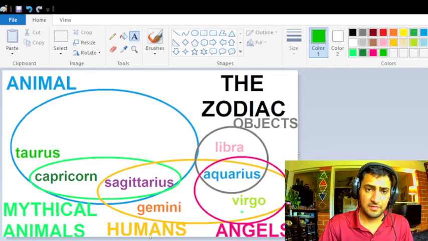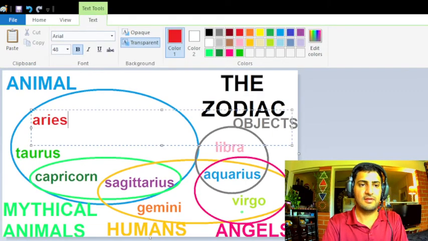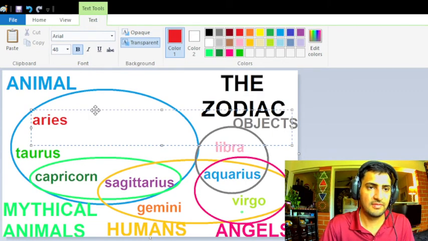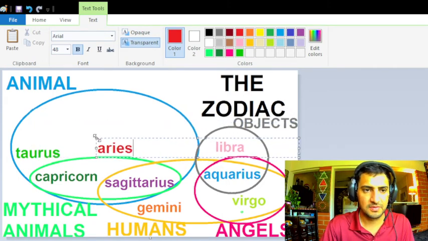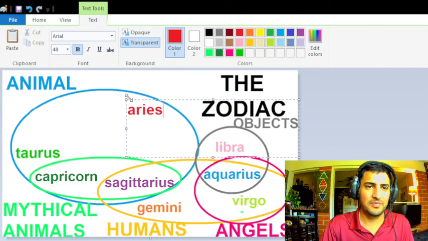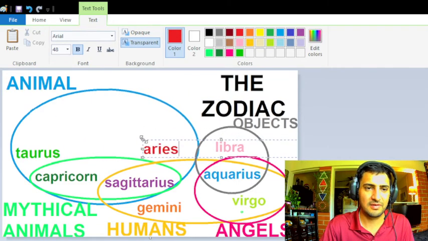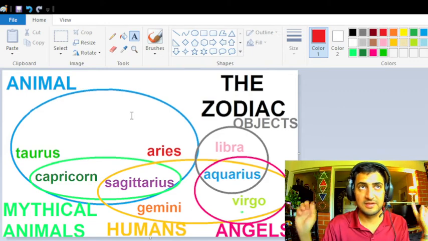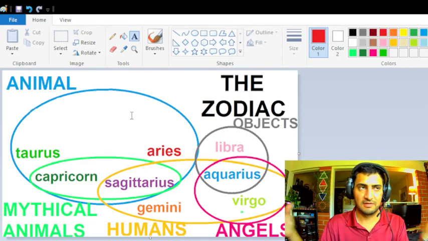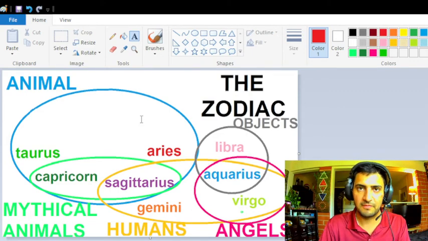Another very straightforward sign would be Aries. Let's make Aries bright red. But I don't want to put it next to Taurus because red and green don't really look good together. I don't want to put it over here because I might put another category there. I guess we can put it over here. Aries is the ram, also very straightforward. Aries and Taurus, they're the first signs, so they're pretty straightforward.